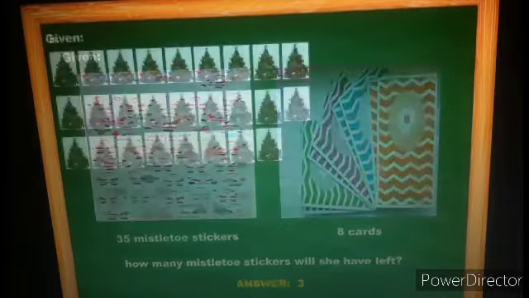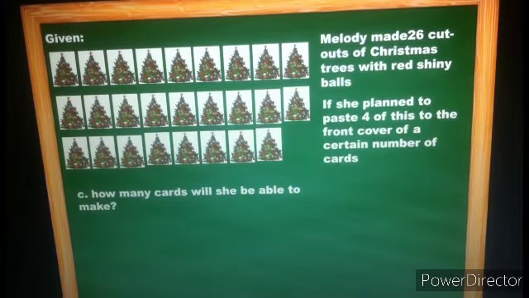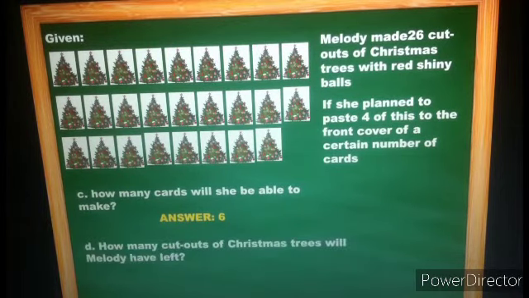Okay, for letters C and D, here is the situation. Melody made 26 cutouts of Christmas trees with red shiny poles. If she pastes 4 of these to the front cover of each card, how many cards do you think she was able to make? If you paste 4 each, how many cards can you make? Very good. It is 6 cards. How about the Christmas trees that Melody has left? Okay, awesome. 2. That's correct.